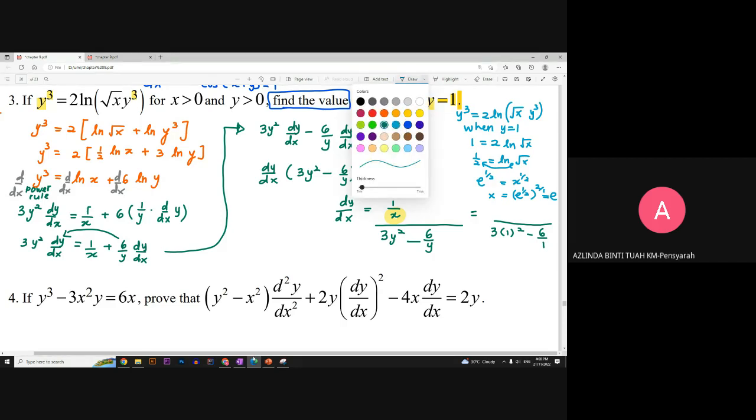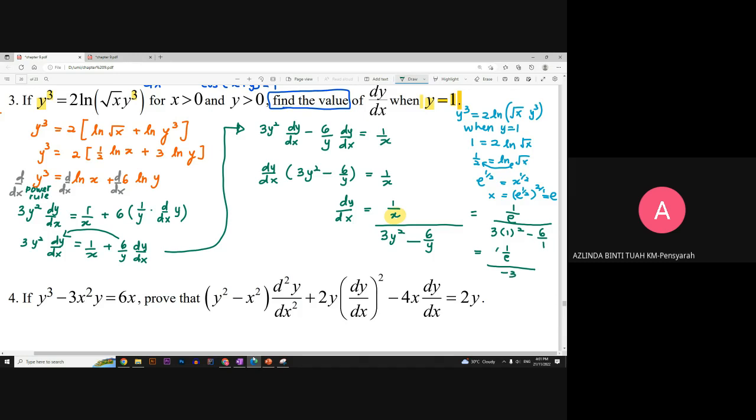1/x yang kita tinggalkan tadi sebenarnya 1/e. And it's not wrong untuk tinggalkan jawapan dalam bentuk decimal number, tetapi examiner prefer kamu tinggalkan jawapan dalam bentuk exponent. So, how do we solve this? It's going to be 1/e over 3 minus 6 is negative 3.